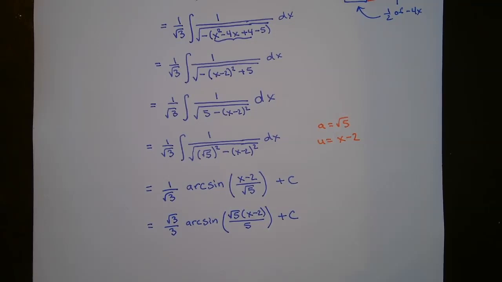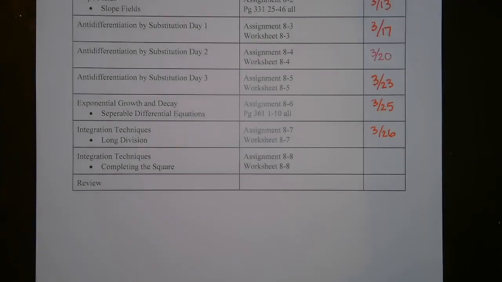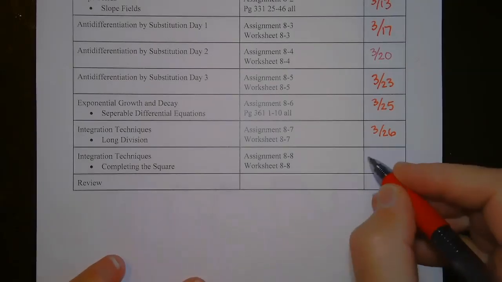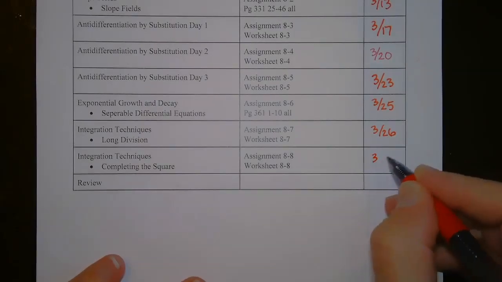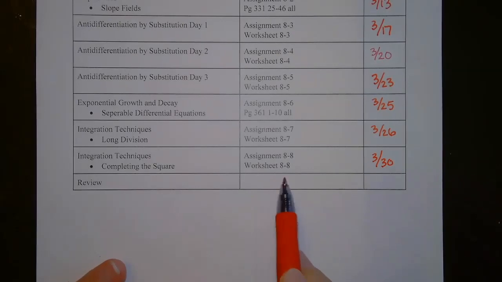All right, guys, so I'll come back in just a second with the assignment sheet, okay? And we are done with this unit. This is the last lesson of this unit. All right, guys, so what I want you to do is assignment 8-8, which is worksheet 8-8 in your packet, okay? It's integration techniques, completing the square, okay? And today is the 30th. Don't worry about filling this out. This is just for me and just for you to see the assignment, okay? It's gonna be worksheet 8-8.